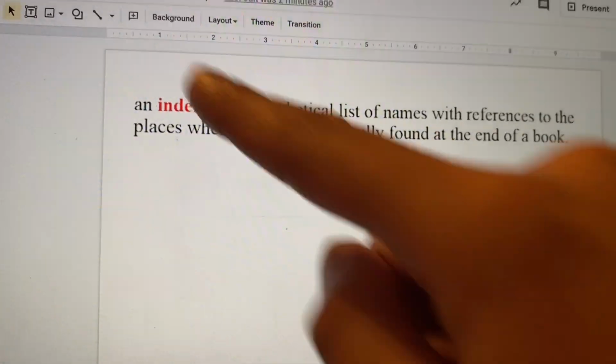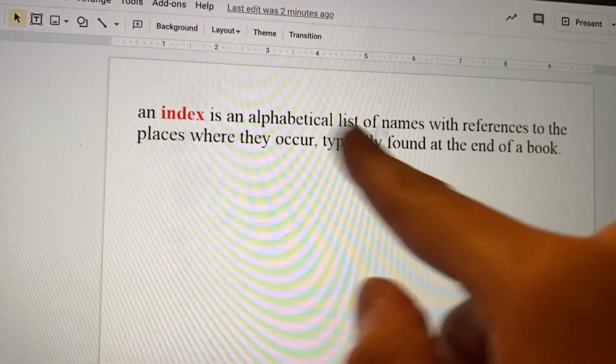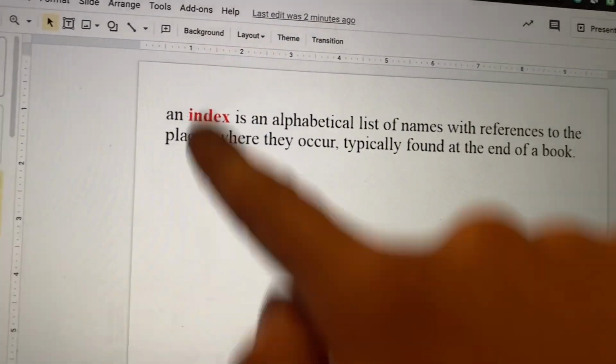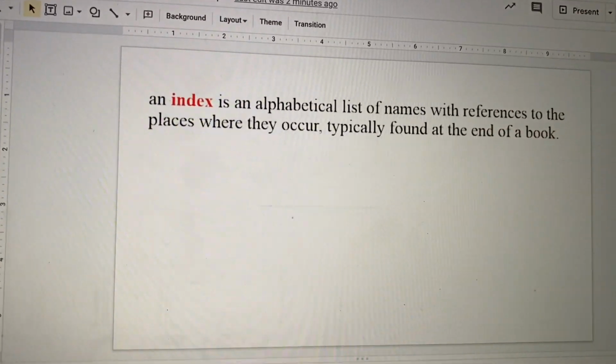It's at the end of the book, and it goes in ABC order. So we'll start from A, any words with A, B, C, all the way to Z. And then you just find it, and they'll tell you what pages each of that word is on.